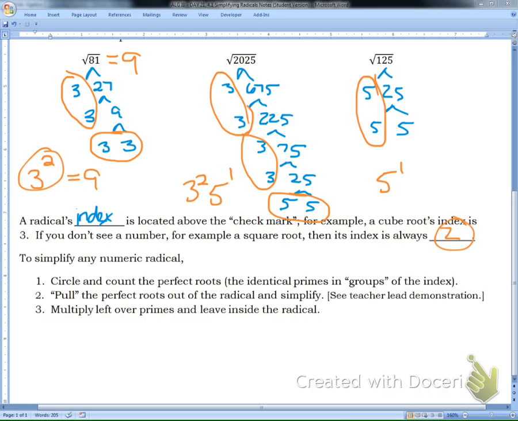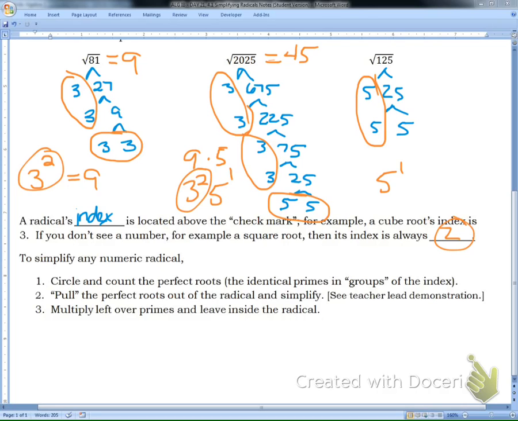Well, let's simplify the 2025. We have 3 to the second power, which is 9, times 5 to the first power, which is just 5. Any number to the first power is just itself. Well, what's 9 times 5? 45. So that's what the square root of 2025 is equal to.